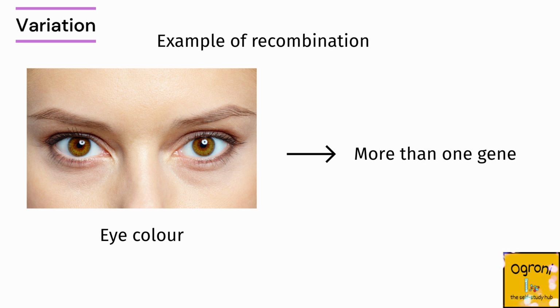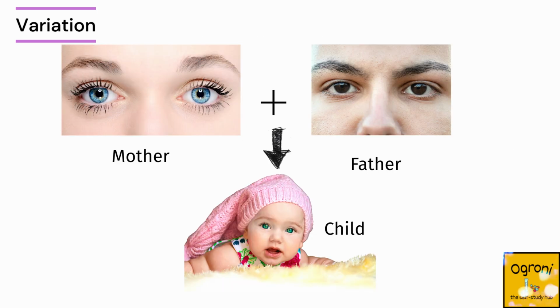Eye color in humans is determined by more than one gene. Imagine a situation where a mother has blue eyes and father has brown eyes. During recombination, exchange of genetic material takes place in such a way that the child inherits a mix of genes, which produces more of blue pigment and less of brown pigment. Hence, his eyes are green, which is different from his parents.